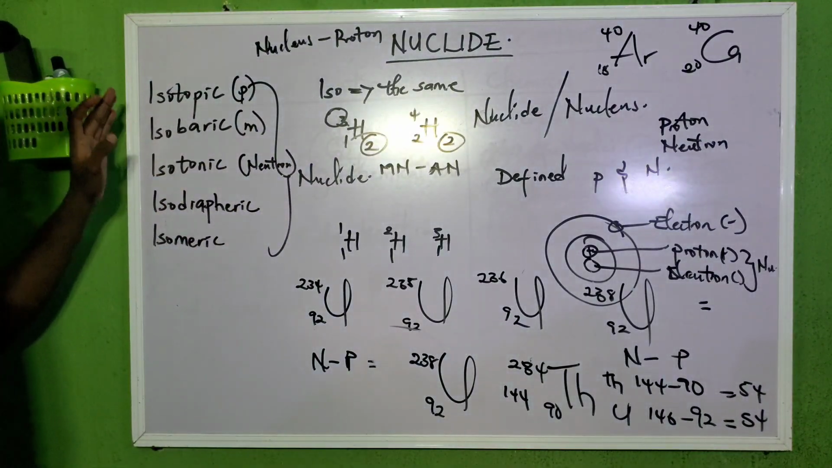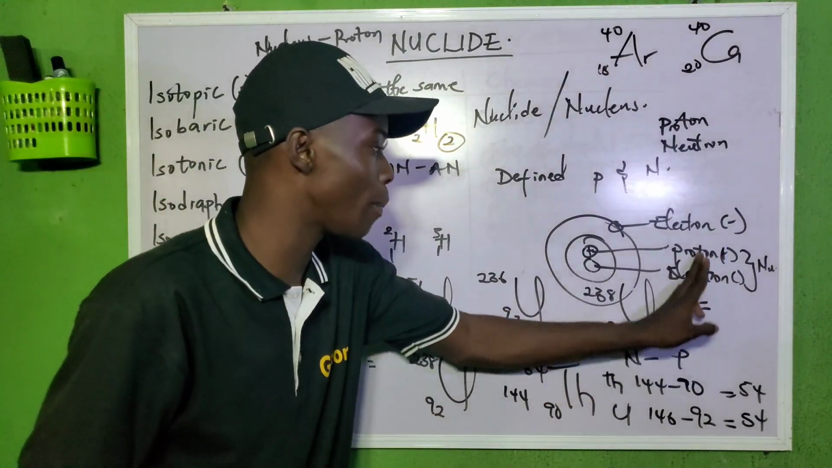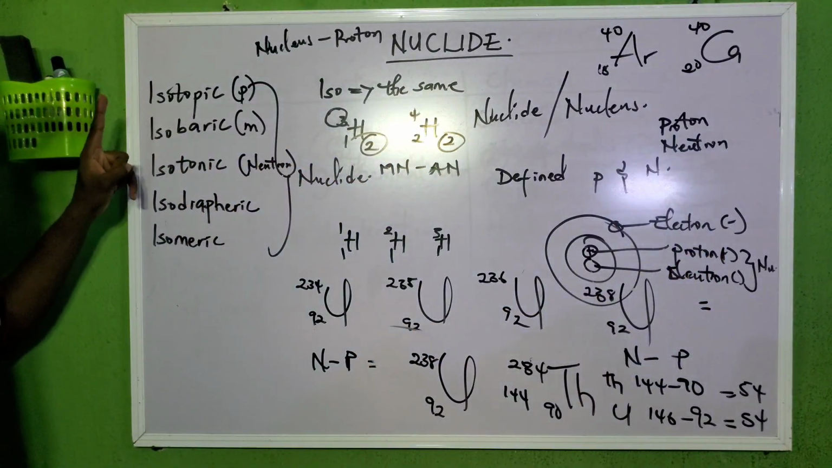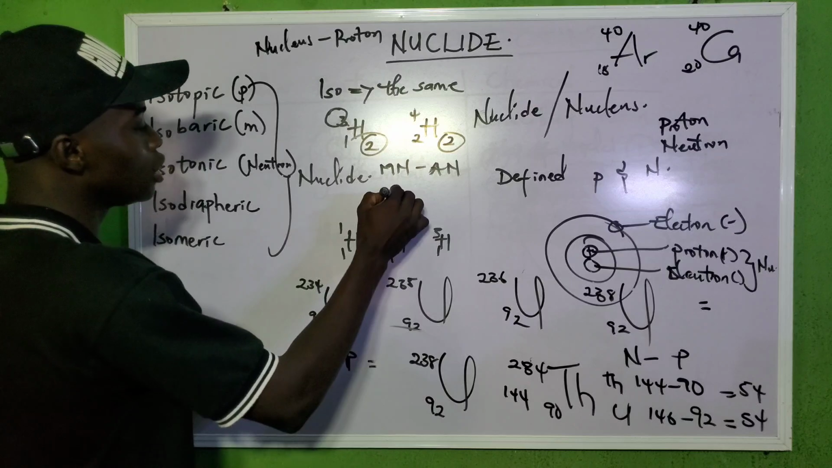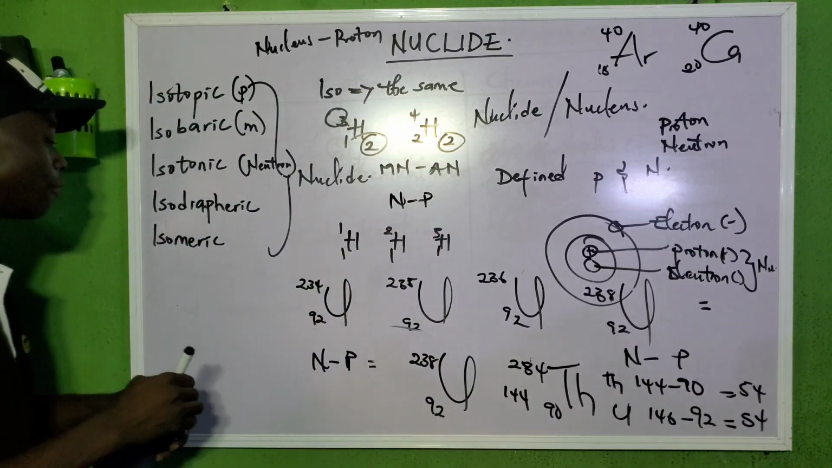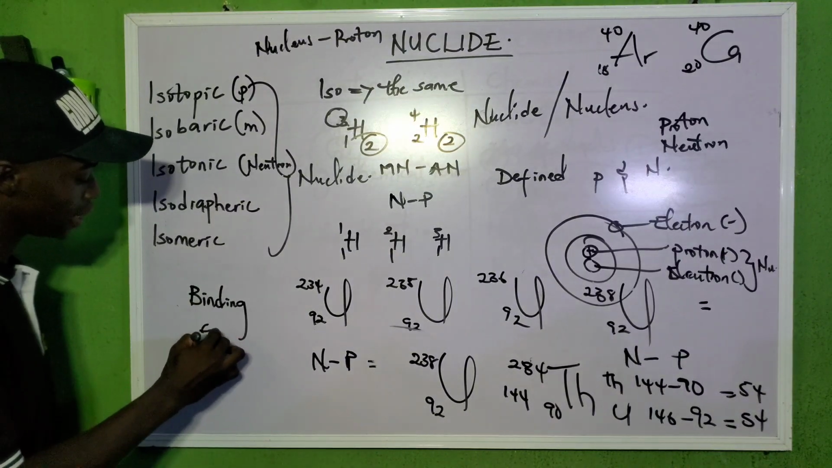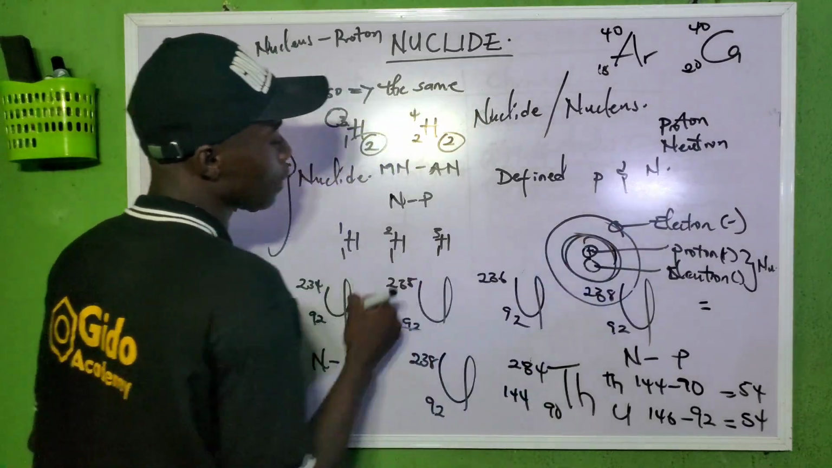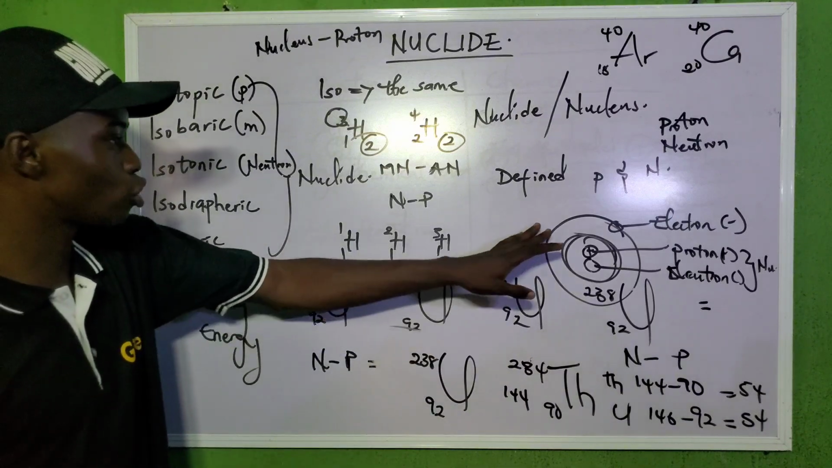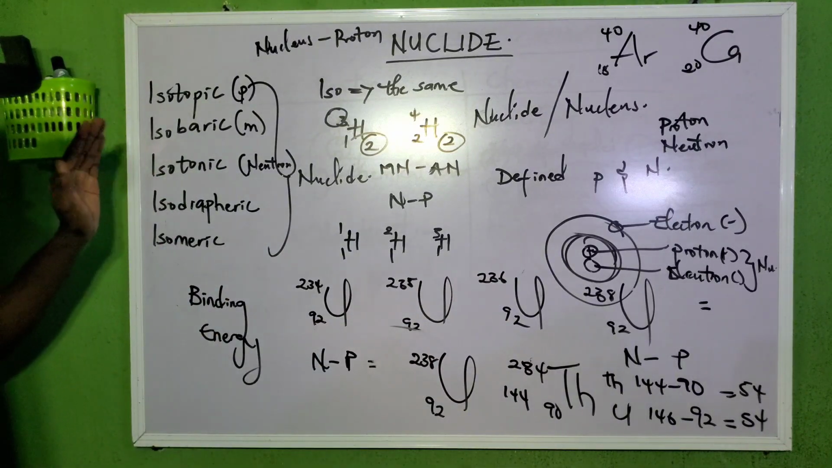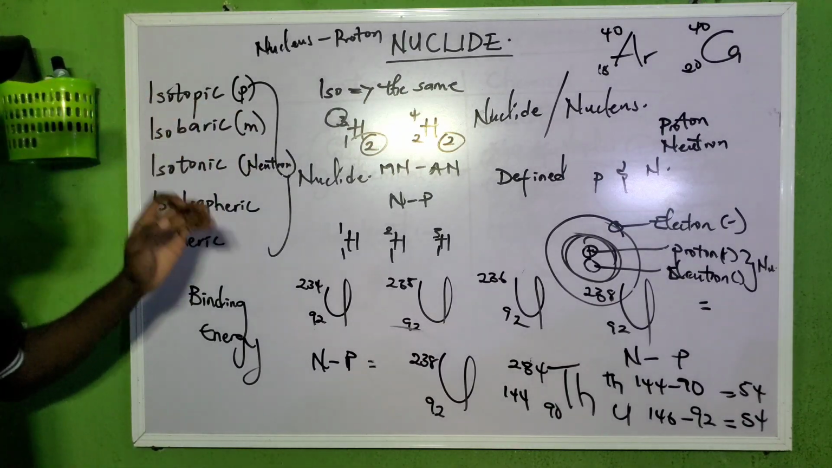If they have the same proton number, isotopic. If they have the same mass number or nucleus number, proton and neutron, it is called isobaric. If they have the same neutron number, it's called isotonic. And if the difference between the neutron and proton is the same, it is called isodiaphers. While isomeric is talking about the binding energy that is occurring in this particular position. So for binding energy, it's isomeric. Isodiapher is talking about neutron to proton. Then isotonic is talking about the neutron. Isobaric is talking about the mass, while isotopic is talking about what?